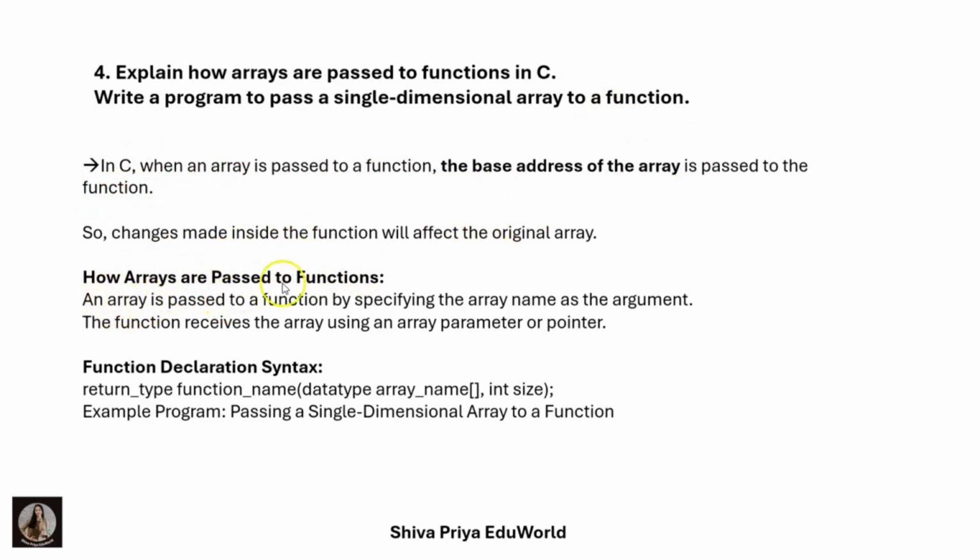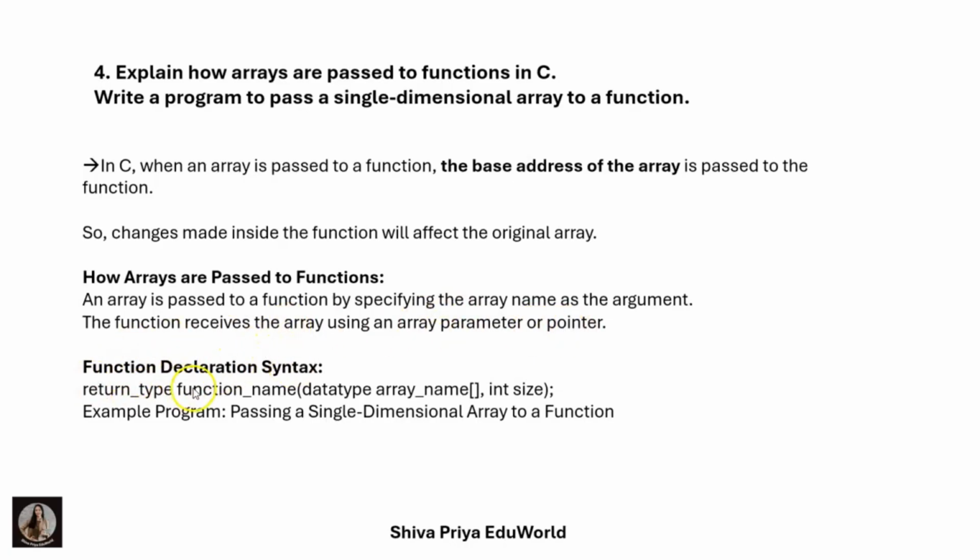Let us see. An array is passed to a function by specifying the array name as the argument. We have to specify the array name as the argument. And the function receives the array using an array parameter or a pointer. It will receive the same array as the array parameter or the pointer. Let us see an example in detail.